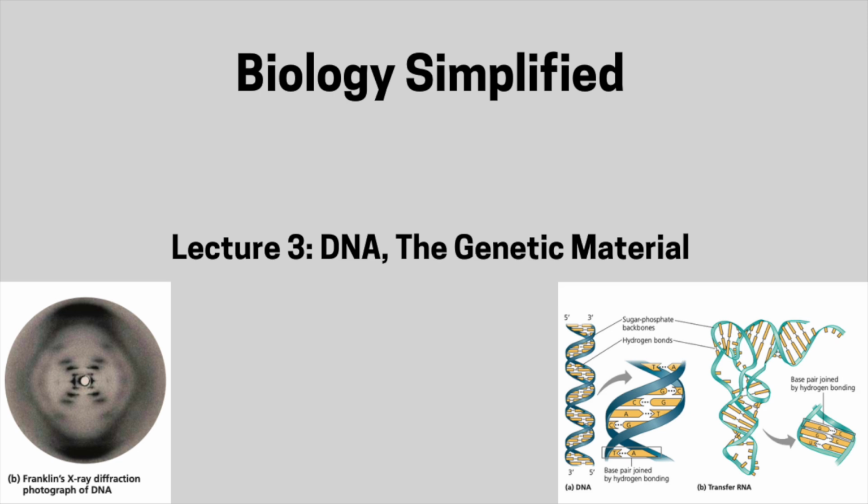Exactly. But unwinding that entire helix and making sure everything gets copied correctly must be a very intricate process. It is, and there are a lot of molecular players involved. For instance, there's an enzyme called helicase that unwinds the helix, and another one called DNA polymerase that adds the new nucleotides to the growing strand. So there's a whole team of enzymes working together to make sure replication happens smoothly. That's exactly right.